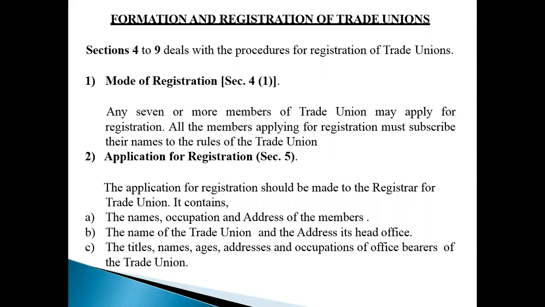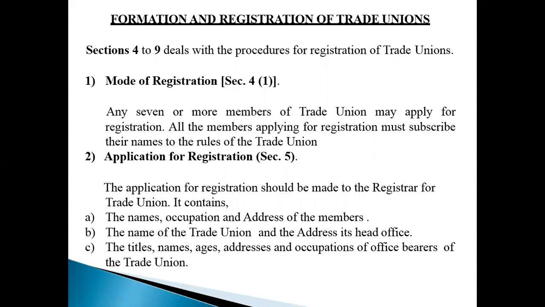The application for registration should be made to the registrar of trade unions, and it should contain the names, occupations, and addresses of the members, then the name of the trade union and the address of its head office, then the titles, names, ages, addresses, and occupations of the office bearers of the trade union. So these are three important details that should be mentioned in the application for registration, that is under section 5, right?